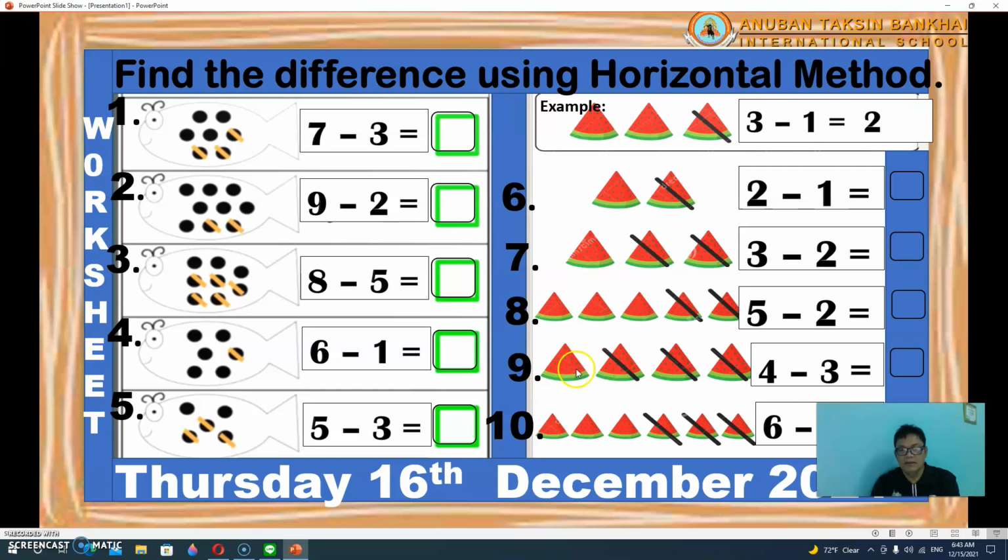Very good. And number 9, 4 minus 3 equals 1, 2, 3. 1, 2, 3, 4. So minus 3. Your answer is 1. And number 10, 1, 2, 3, 4, 5, 6. 6 minus 3 equals 1, 2, 3. So your answer is 3.